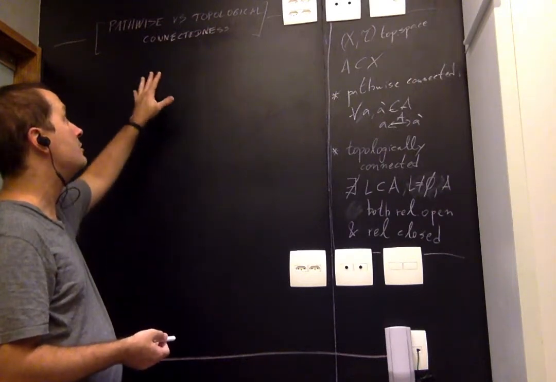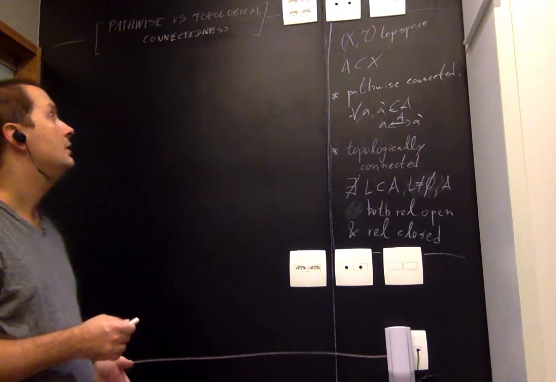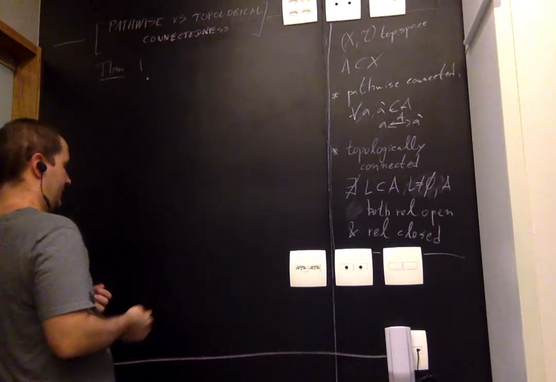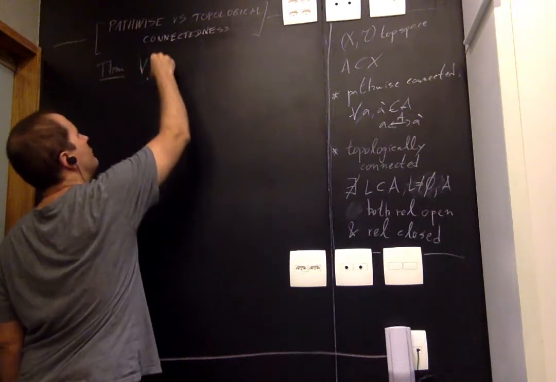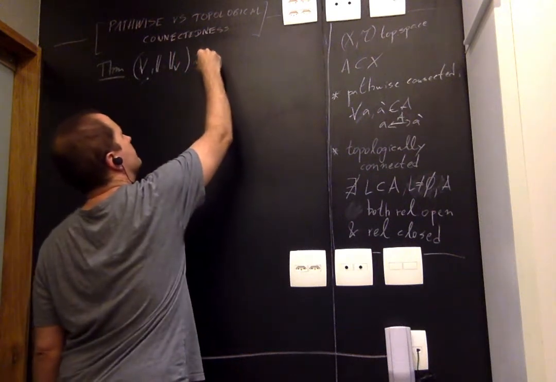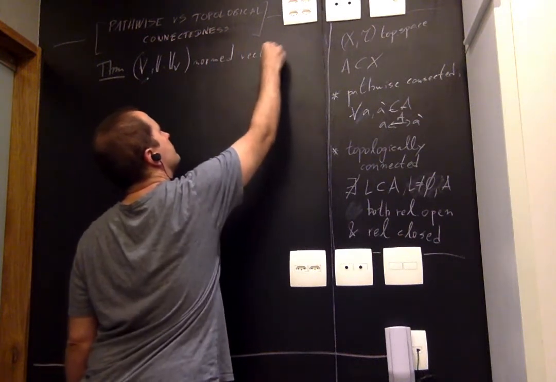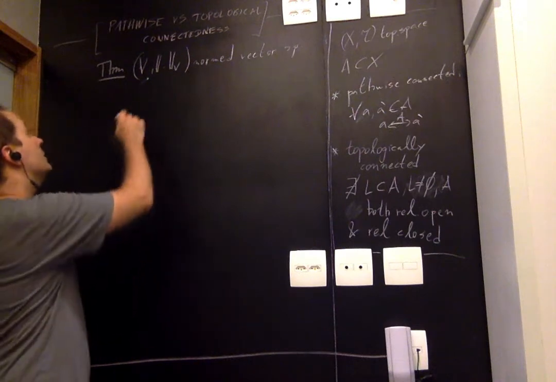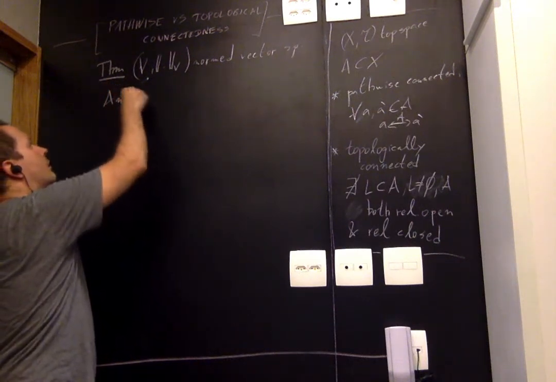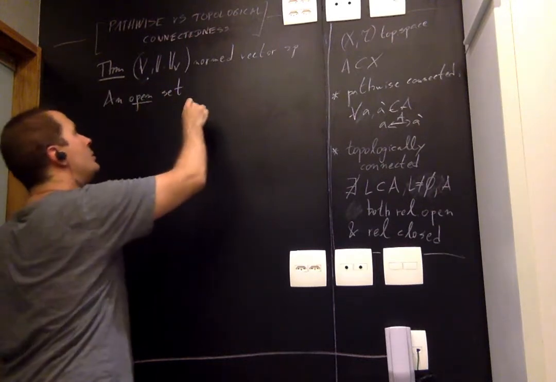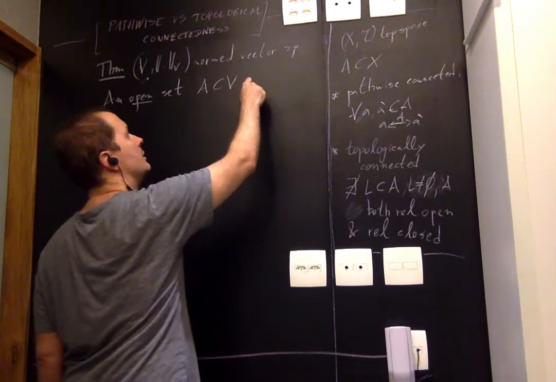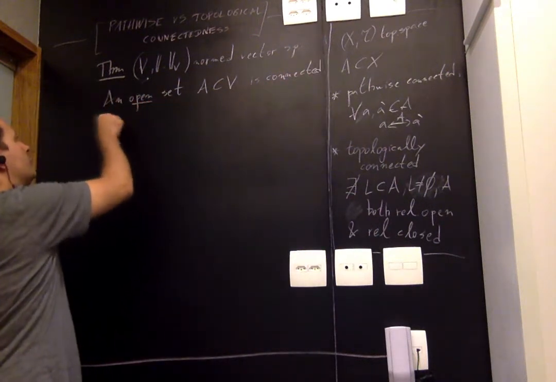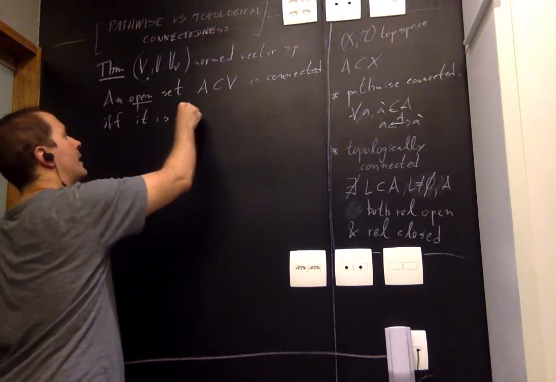But it's also nice to know that there are natural situations in which these two concepts are exactly the same. And here's one of them. Suppose I have a normed vector space V, and I'm going to assume that the topology I use here is the topology given by the norm of V. An open set of V according to the topology given by the norm is connected if and only if it is pathwise connected.